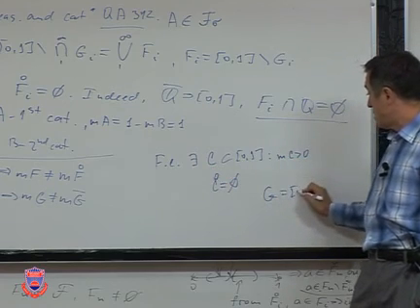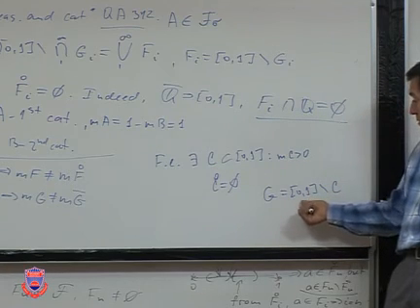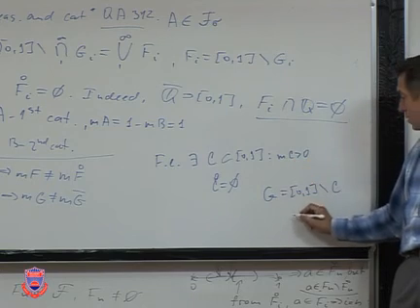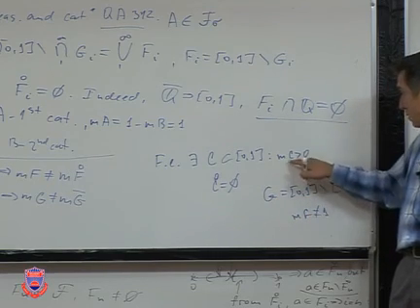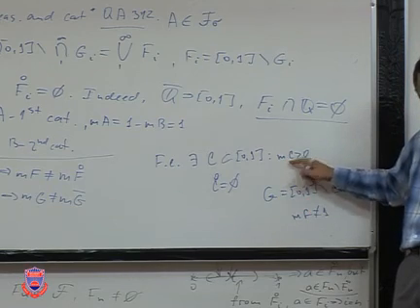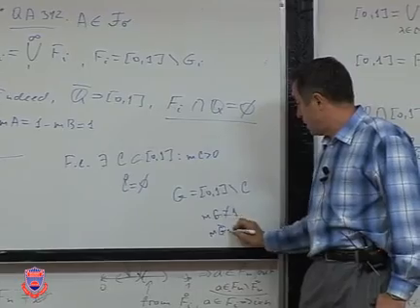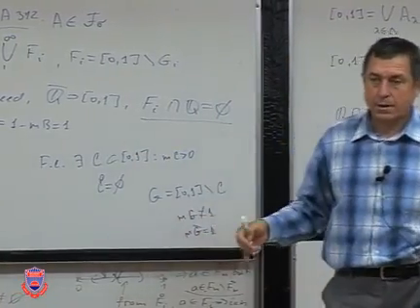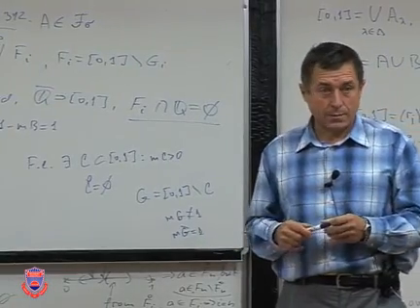Now, what is the set G? The set G is [0, 1] minus this C. So what do we see? We see that the measure of G, of course, is not 1. Why? Because it is 1 minus the measure of the compact Cantor set, which is positive. But the measure of the closure is 1, because G is everywhere dense. The set G is everywhere dense on the interval [0, 1], okay?